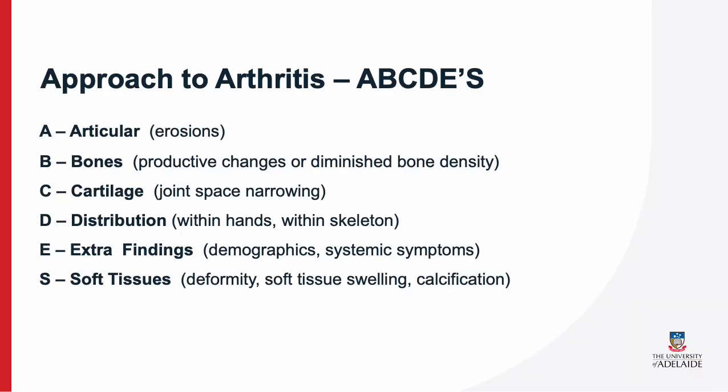So when we approach arthritis on X-rays, it can be useful to try and remember all the features you're looking for to have some key. And A, B, C, D, E, S is a good way of approaching arthritises. A stands for articular involvement, and that's particularly erosions. B for bones, and that can either be productive change or decreased bone density. C for cartilage or joint space narrowing. D for distribution, and that can be within the hands or within the whole skeleton. E for extra findings, demographics, systemic symptoms. And S for soft tissue involvement, deformity, soft tissue swelling, calcification.